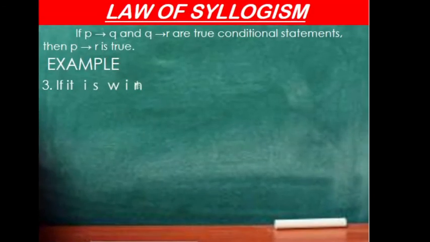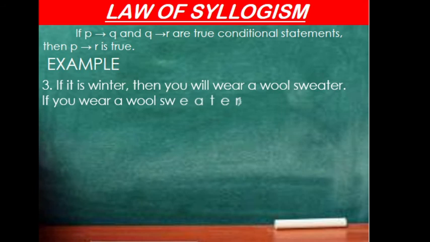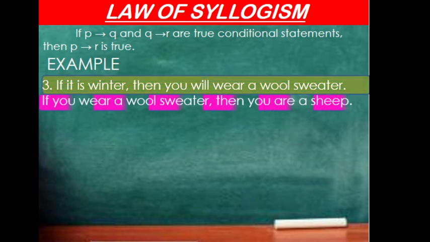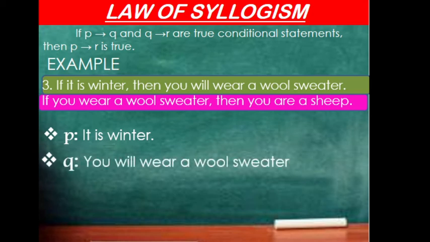And the third example, so if it is winter, then you will wear a wool sweater. If you wear a wool sweater, then you are a sheep. So again, the first statement is the major premise and the second statement is the minor premise. So ang ating P or yung first assumption, it is winter. So i-assume natin na winter ang season. Then the second premise or assumption or yung ating Q is you will wear a wool sweater.